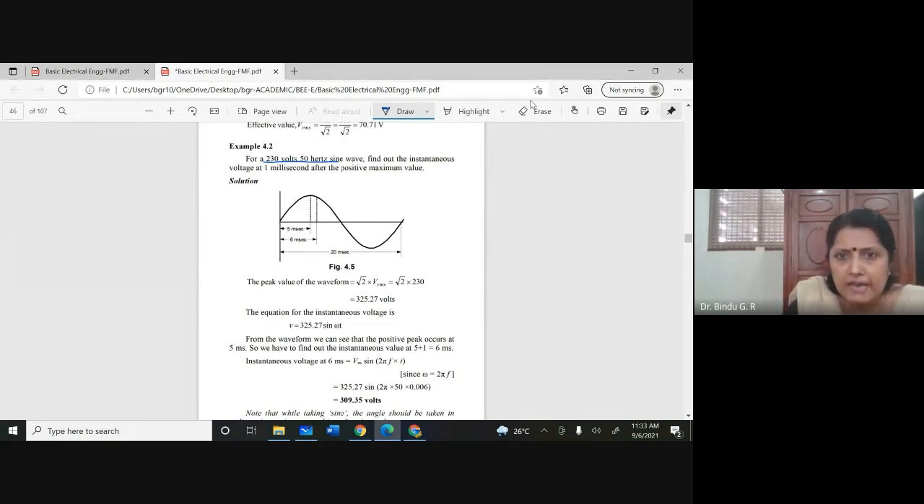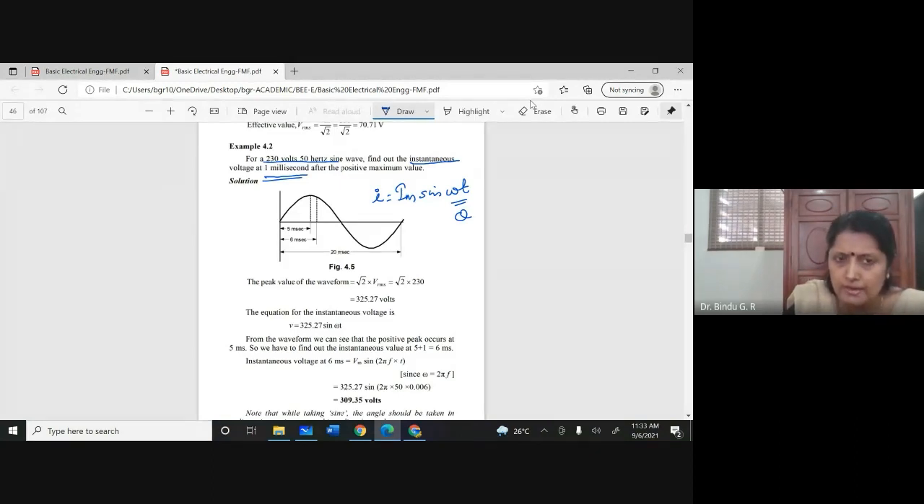Now, they have asked you for the instantaneous voltage. Instantaneous voltage, as you know, is indicated as small i is equal to Im sin omega t, because sin theta is the same as sin omega t. Because I need a calculation in seconds or time, I have taken the equation as i is equal to Im sin omega t. Okay, and then the waveform is already given.